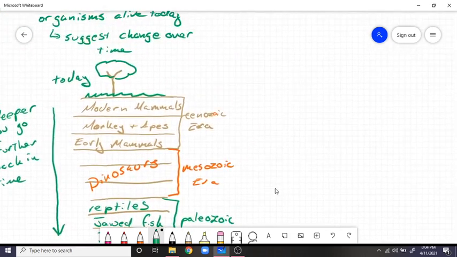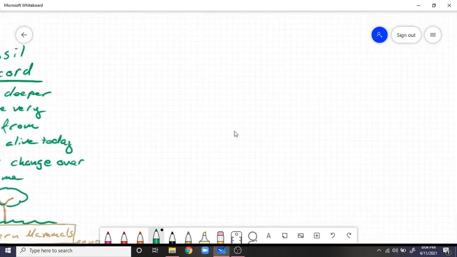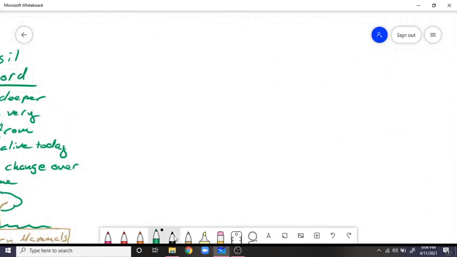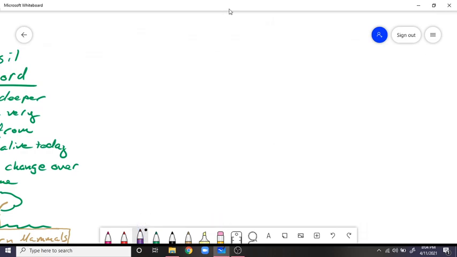So by going down in the layers, you can see how animals have changed over time. The next line of evidence is definitely a more modern one. That is genetic similarities.